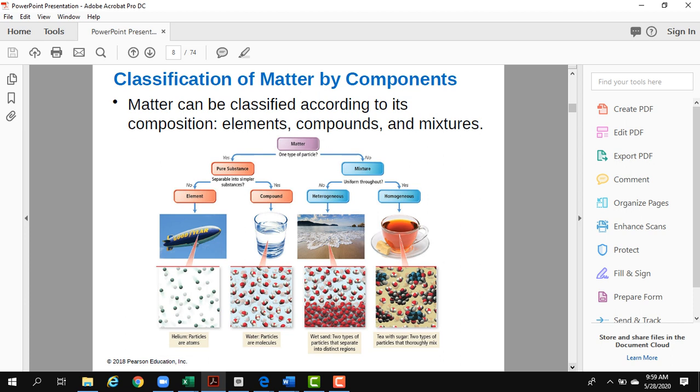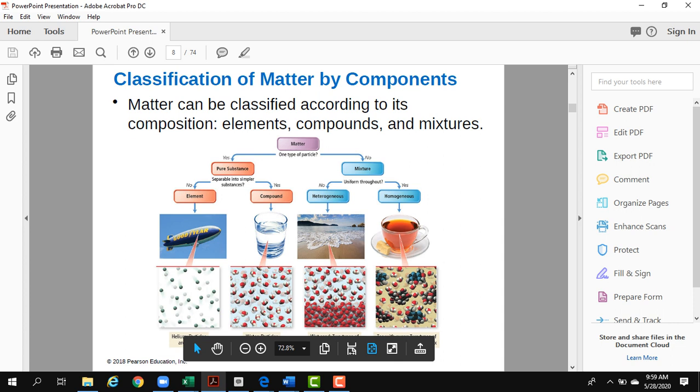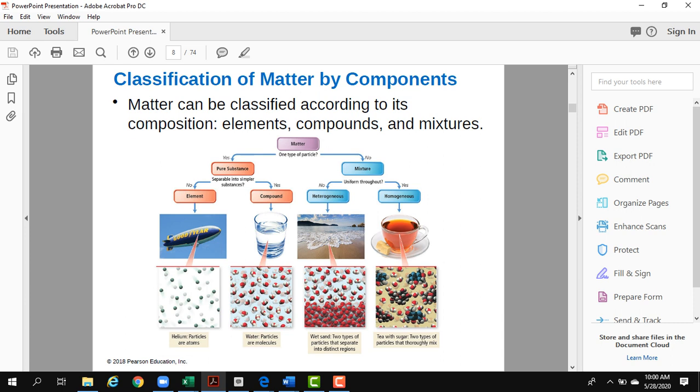Mixtures can be of two types: homogeneous mixture and heterogeneous mixture. A homogeneous mixture has uniform composition throughout. Like sweet tea, sugar water, or salt water. These can be homogeneous mixtures. For a heterogeneous mixture, you can mix sand and water, right? So that is a heterogeneous mixture.